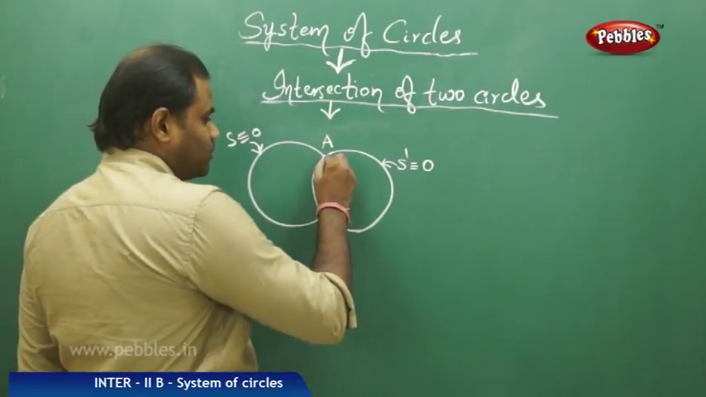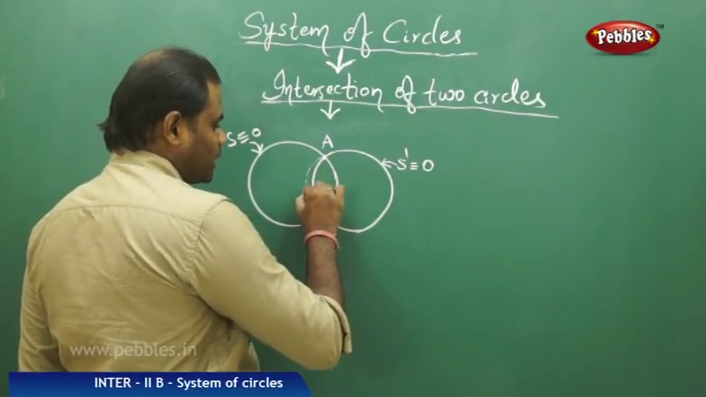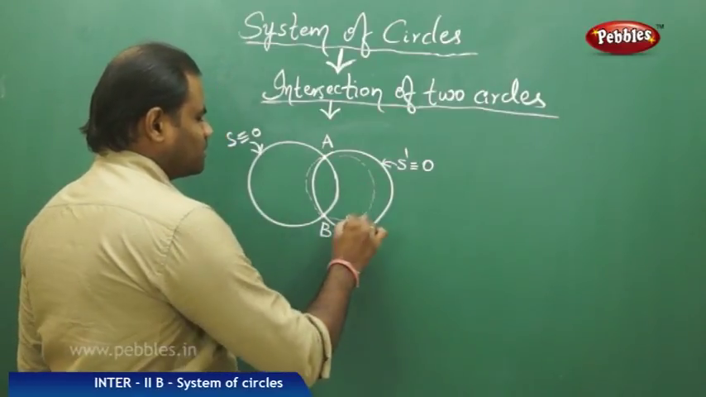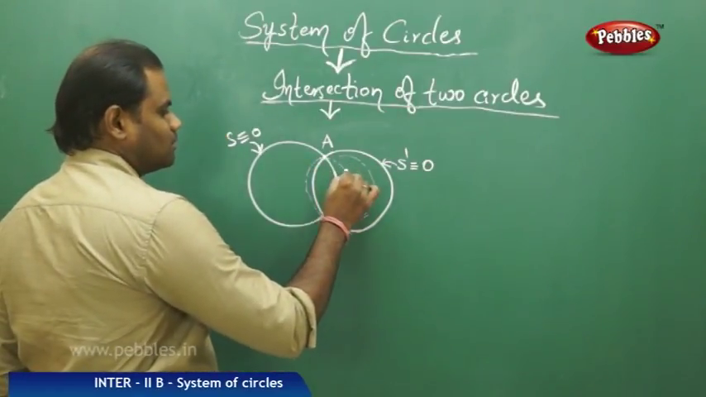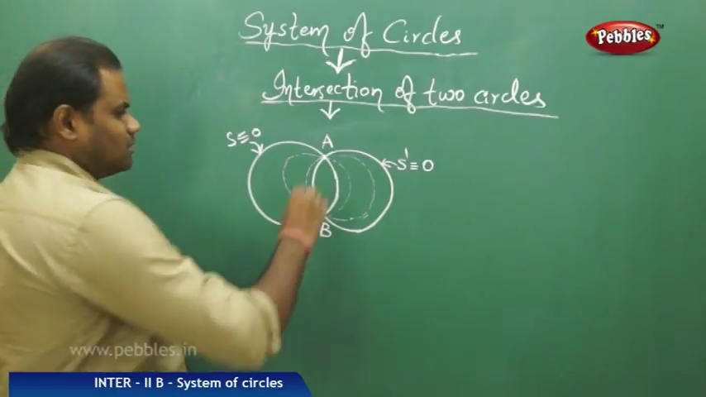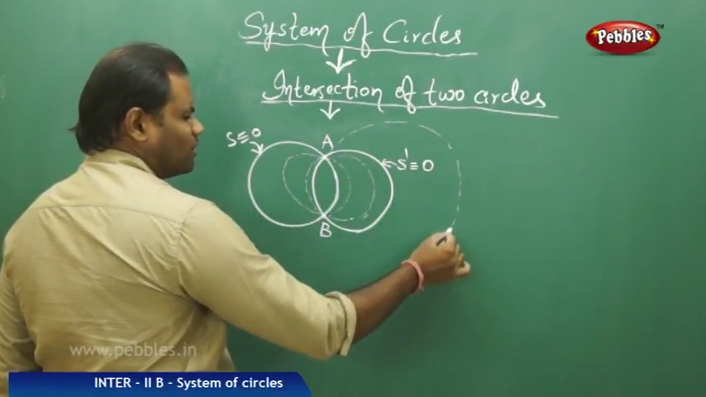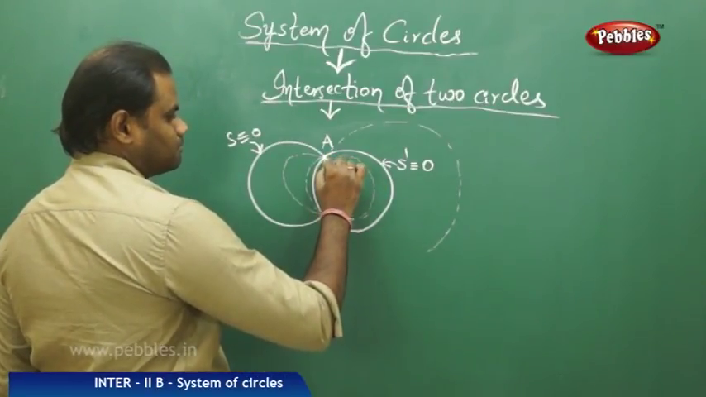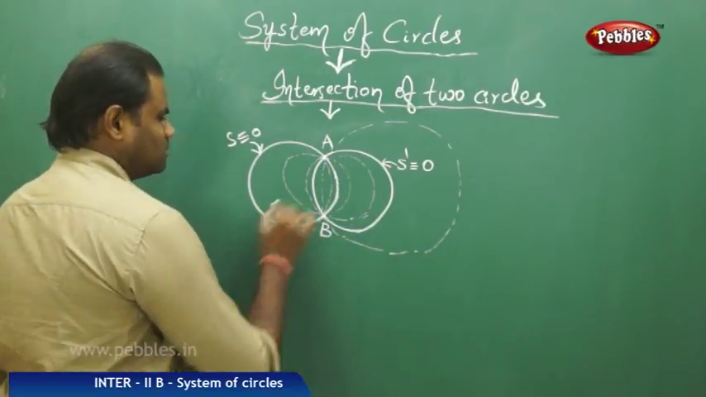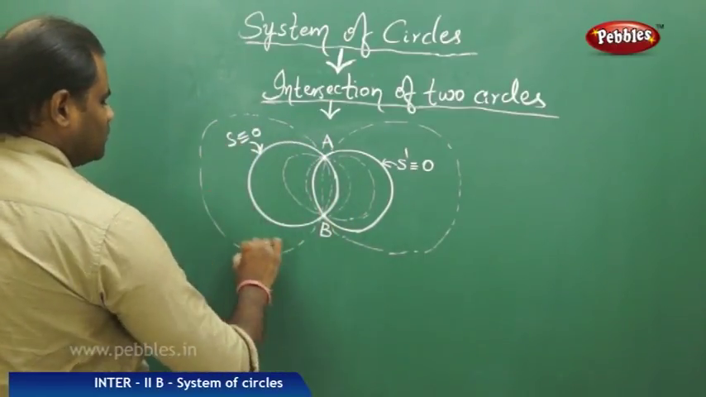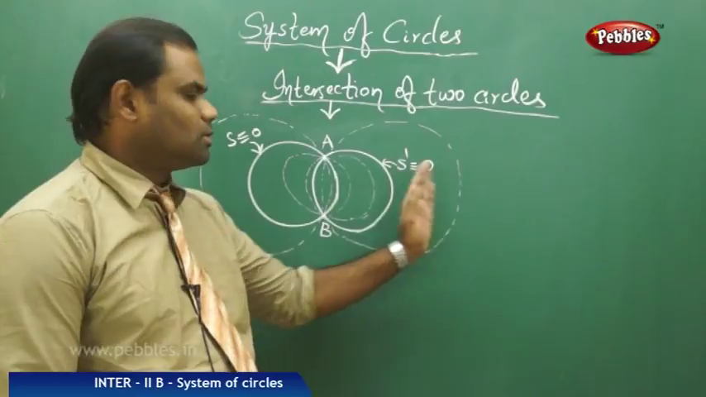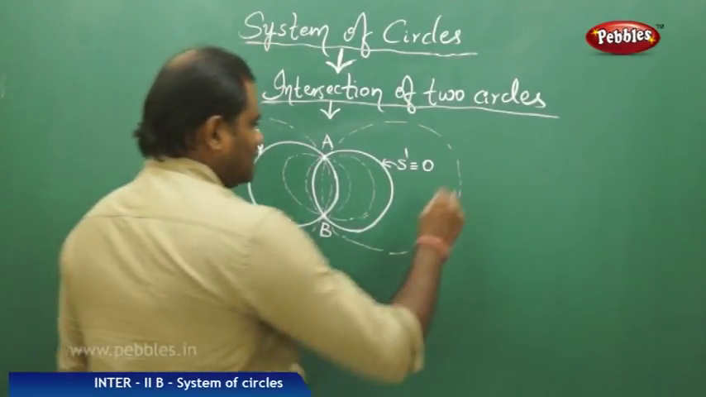So I can draw infinitely many circles through A and B. Suppose I draw a circle passing through A and B, and then another circle with a bigger radius passing through A and B. So I get infinitely many circles which can be drawn through A and B, which is called a system of circles.